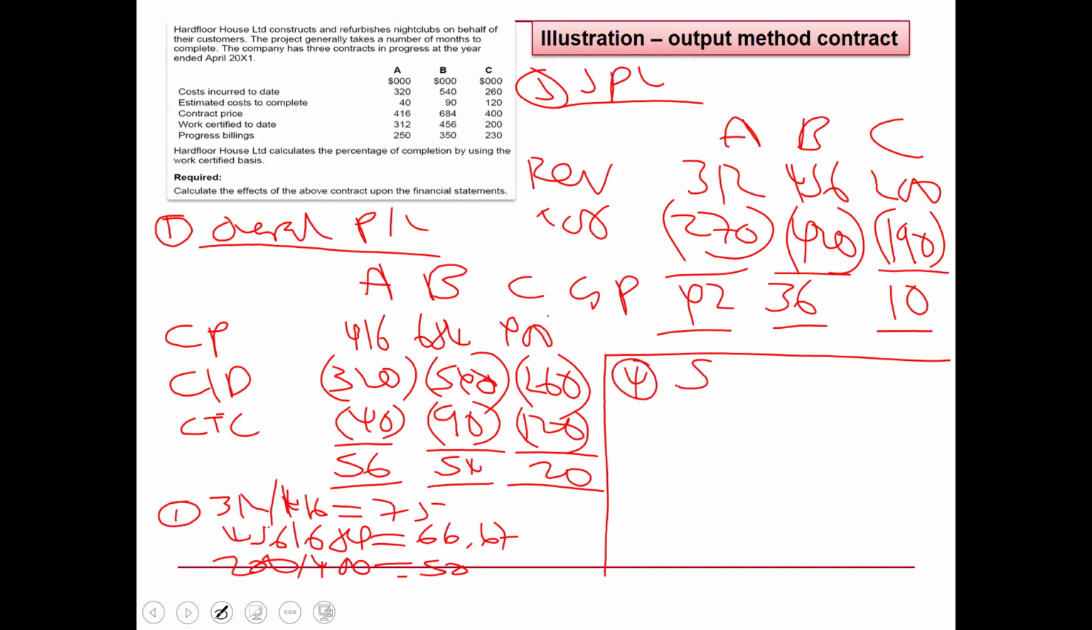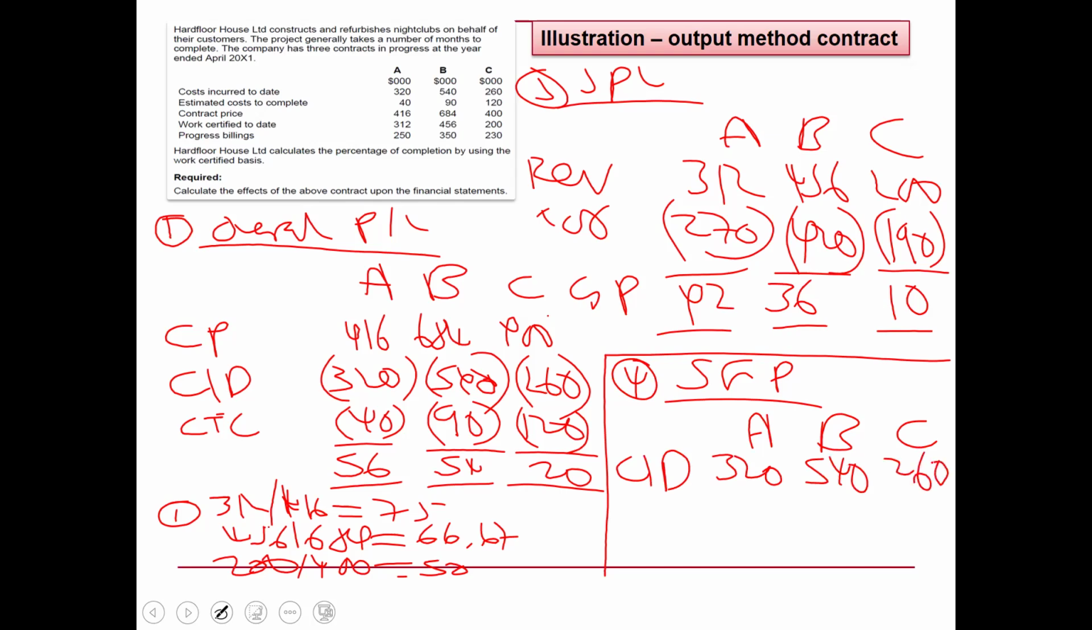Our step number 4 is the statement of financial position. So A, B, C. So we are going to say how much have we incurred to date. So the costs we have incurred to date, we have already written them there. So we have 320 there, we have 540 there, and we have 260 there. We have the right to claim these amounts. These are the costs we have incurred on behalf of the customer. And then profit that we have recognized in our profit and loss. We have recognized a profit of 42 there, 36 there, and 10 there.